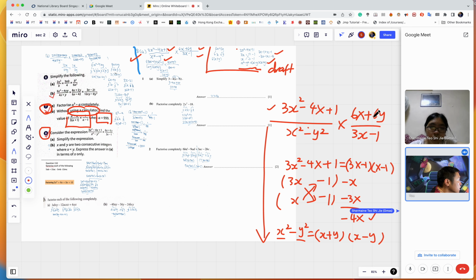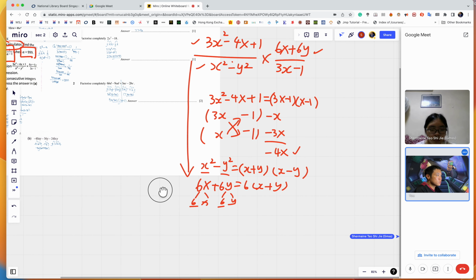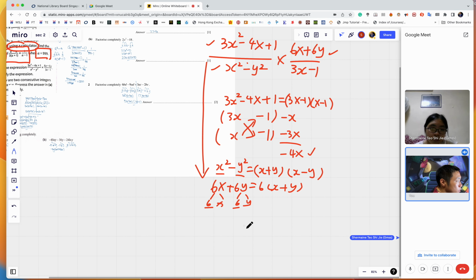Then I continue to do this. So I'm done with this, and then I continue to do that 6x plus 6y. Then I need to do the split, right? Then I see that 6 is common, so x plus y. And then the 3x minus 1 cannot. Okay, that's it. So now I can actually move this. Can you see I'm moving this? So I have more space below here.